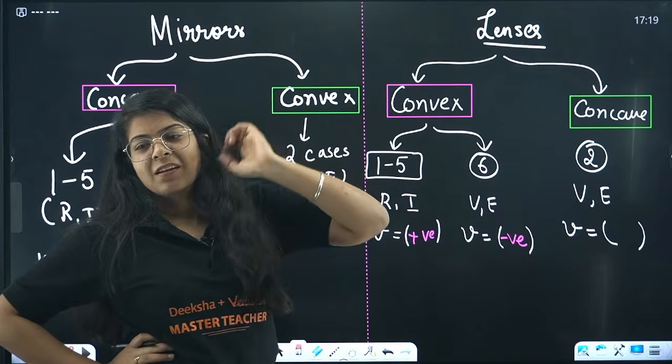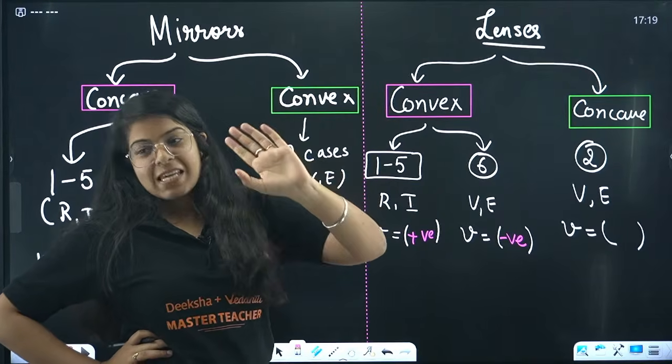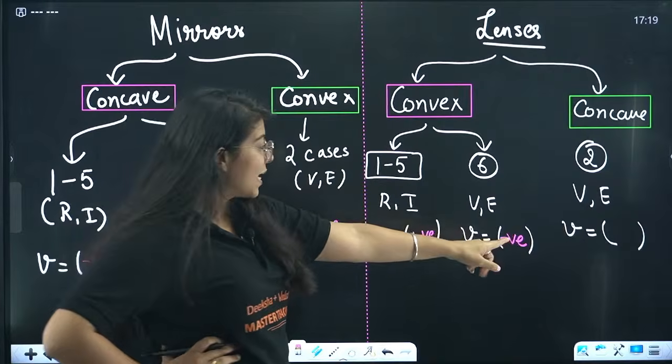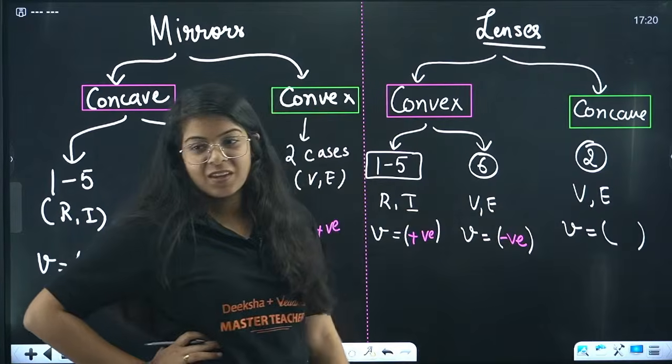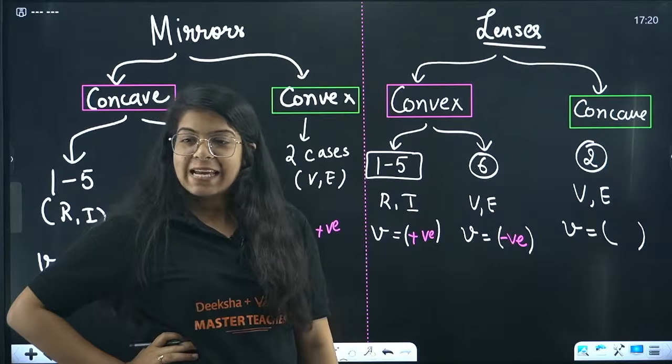Yes, yes, we are moving to numericals. You tell me the sign of this V. It is negative, beta.